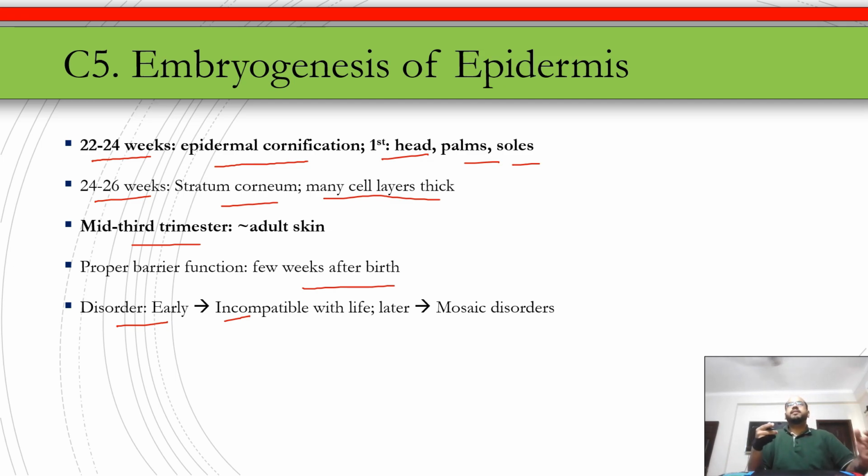Now, just understand what I'm trying to say. If a cell is migrating to a certain part of the body, and before migration the cell is mutated and is not able to carry out its normal function, the cell will die, and that will be incompatible with life. But let's say the cell is migrating and the mutation occurs during migration, so all the cells supplied in that tract will be mutated. So at birth, you will have a problem in a pattern, and that is known as mosaic disorders. Clear? So if the disorder occurs early, it is incompatible with life. If it occurs late, it leads to mosaic disorders.